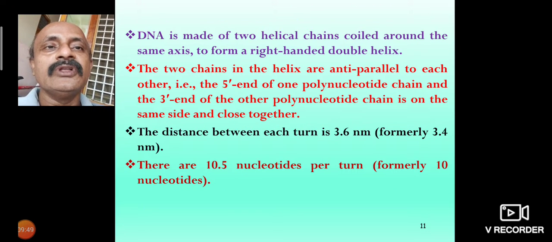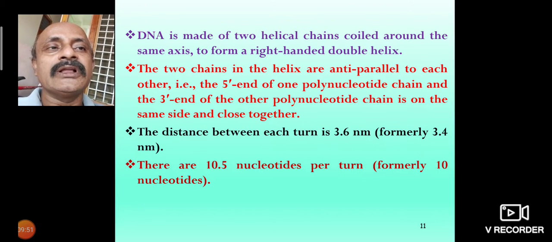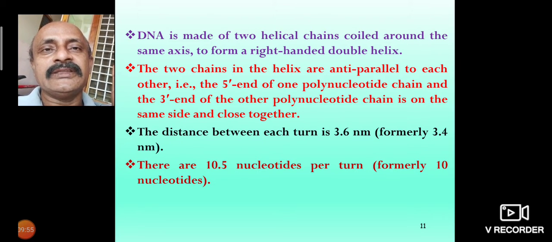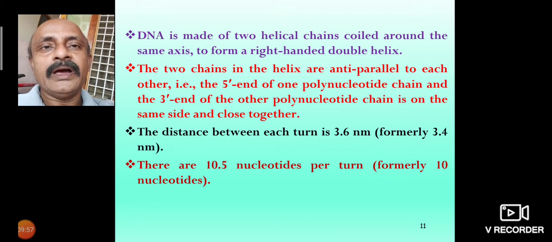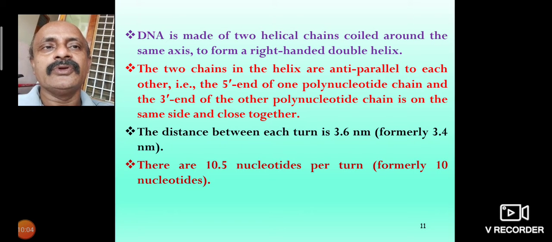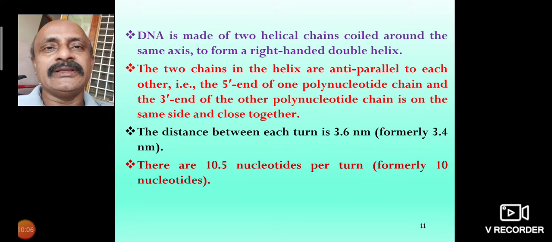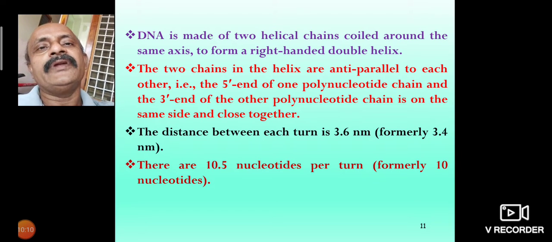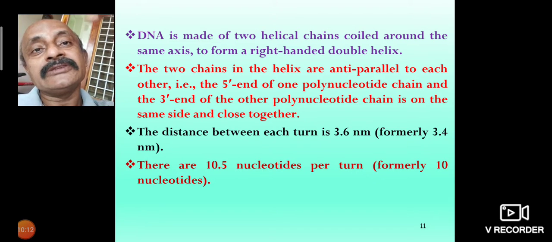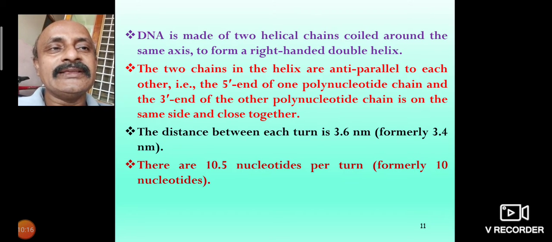DNA is made of two helical chains coiled around the same axis. There is one axis, with a backbone-like structure, and on either side there are thread-like structures. The two threads combine to form a right-handed double helix. The two chains in the helix are anti-parallel to each other.